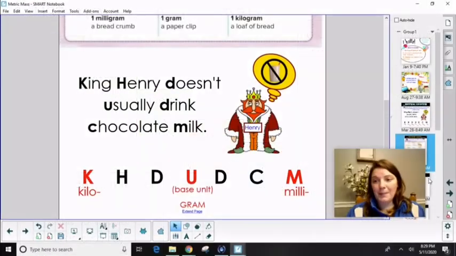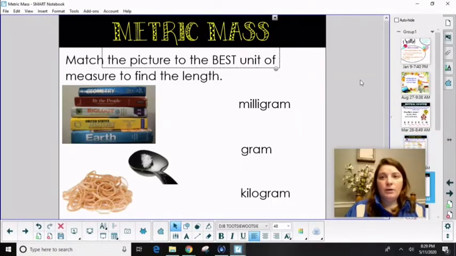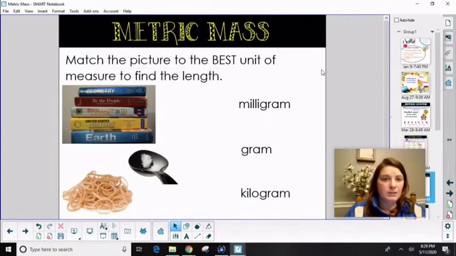All right, so let's match the measure. I have 3 pictures here, and remember that we're talking about mass. A stack of old textbooks, a spoon that has some salt in it, and then a pile of rubber bands. So what do we think the mass of these books would be best measured in? Would we want to measure them in milligrams, grams, or kilograms?